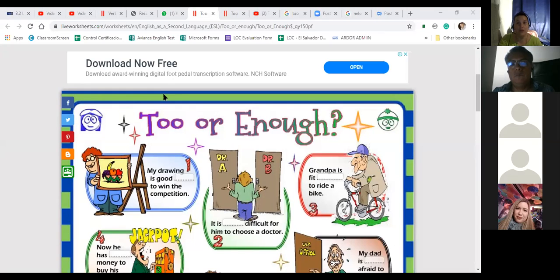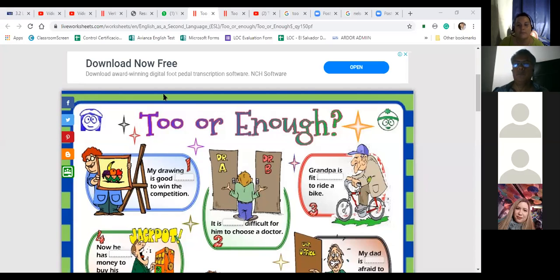Good enough. Very good. Good enough. So the GH comes like an F. Good enough. My drawing is good enough to win the competition. Excellent. Very good. Next one. Jose Roberto, number two. It is too difficult for him to choose a doctor. Very good. It is too difficult for him to choose a doctor. Very good. Ovidio, number three.